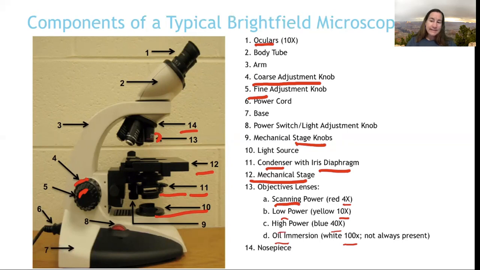That's as high as it can go, 1,000 times on a light microscope.